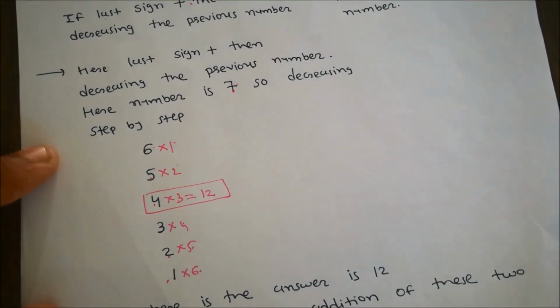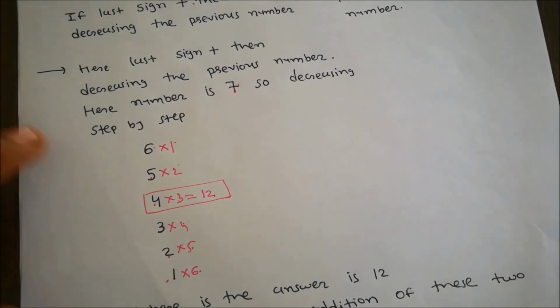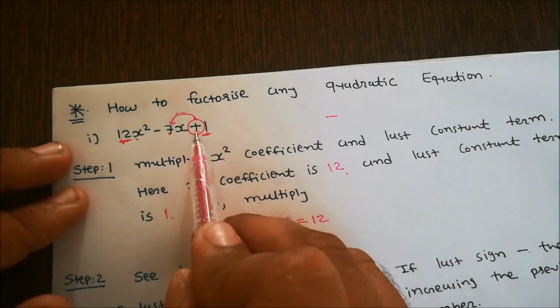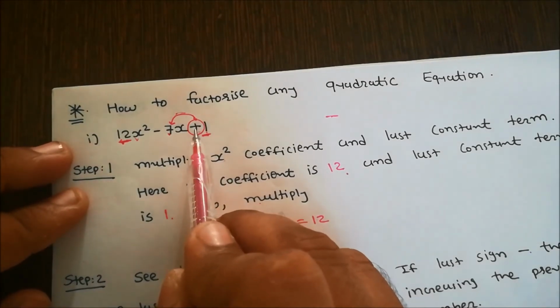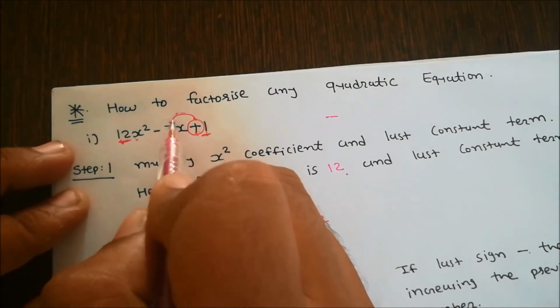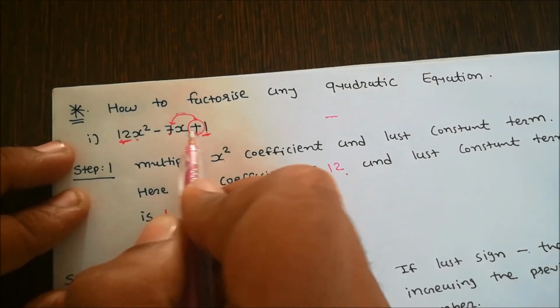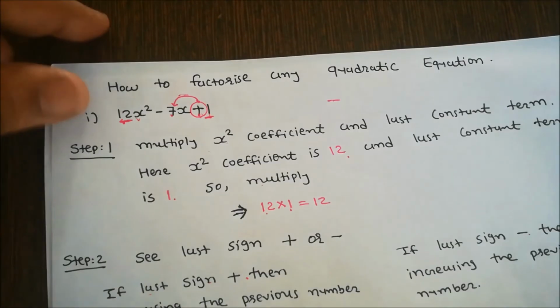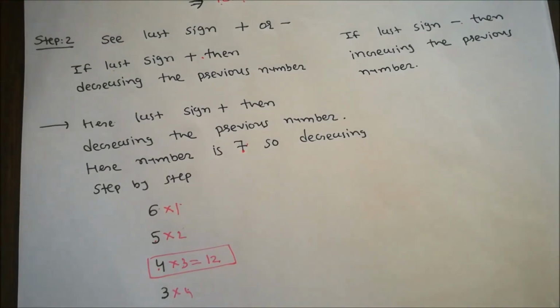Then the addition of these two numbers must be 7, because the last sign is plus, and because of this plus sign, the addition of these two numbers must be equal to the middle term. So 4 plus 3 is equal to 7, and 4 into 3 is equal to 12. That's why our answer is right.